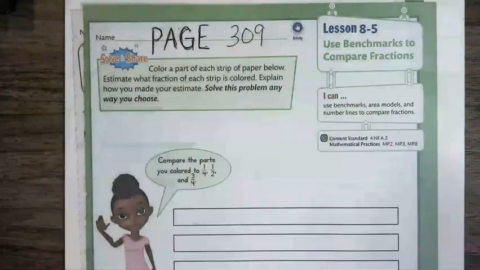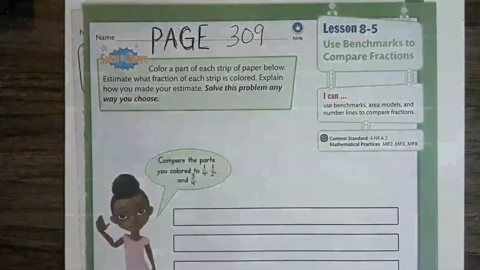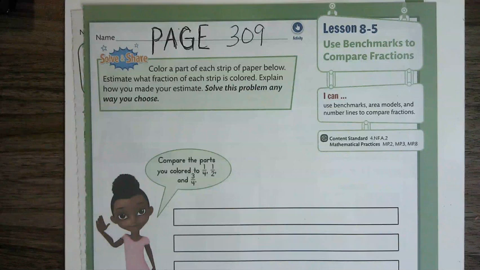Today we're going to be working on page 309. This is going to be lesson 8.5: Use benchmarks to compare fractions. Today, I can use benchmarks, area models, and number lines to compare fractions. What we mean by that is we are going to look at some different types of fractions and then put in our greater than, less than, or equal to sign in those different ones.